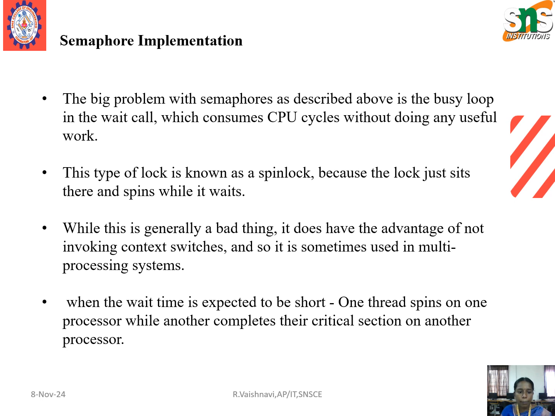Next one, semaphore implementation. The big problem with the semaphores as described above is the busy loop in the wait call, which consumes CPU cycles without doing any useful work. This type of lock is known as a spin lock because the lock just sits there and spins while it waits. While this is generally a bad thing, it has the advantage of not invoking context switches, and so it is sometimes used in multiprocessing systems when the wait time is expected to be short: one thread spins on one processor while another completes its critical section on another processor.